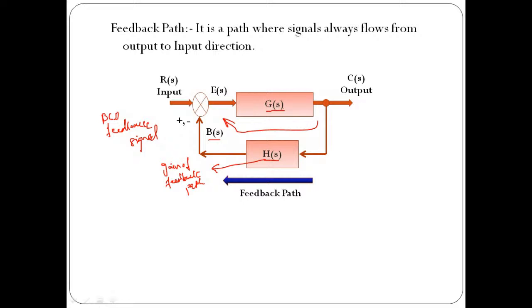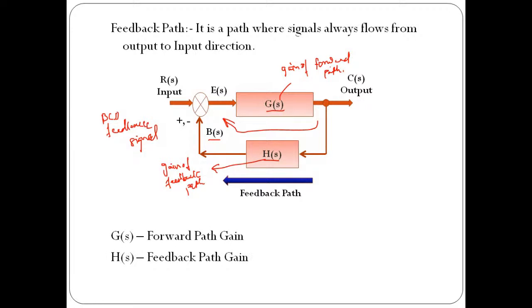Where G of S indicates the gain of the forward path. That is important. The same thing is mentioned here: G of s indicates the forward path gain, and H of s indicates the feedback path gain.